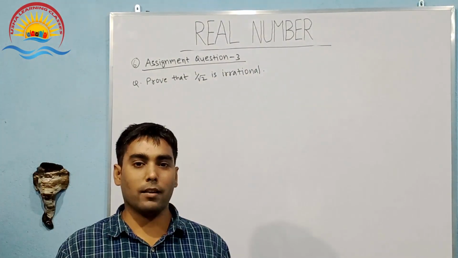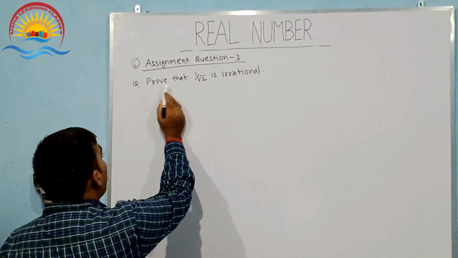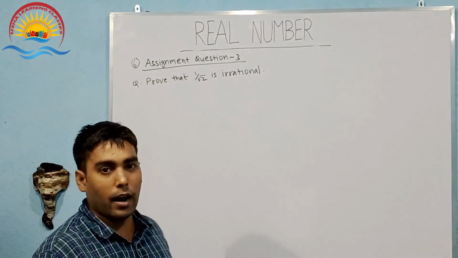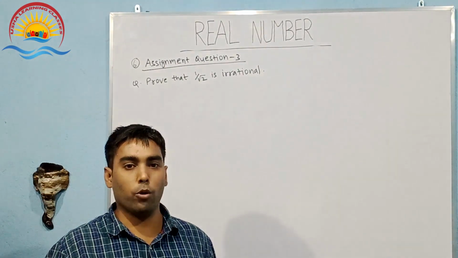Come to our today's last topic, assignment question 3. Question is, prove that 1 by root 2 is irrational. Try to solve it, and if you can't solve it, then we will solve it for you in the next video.